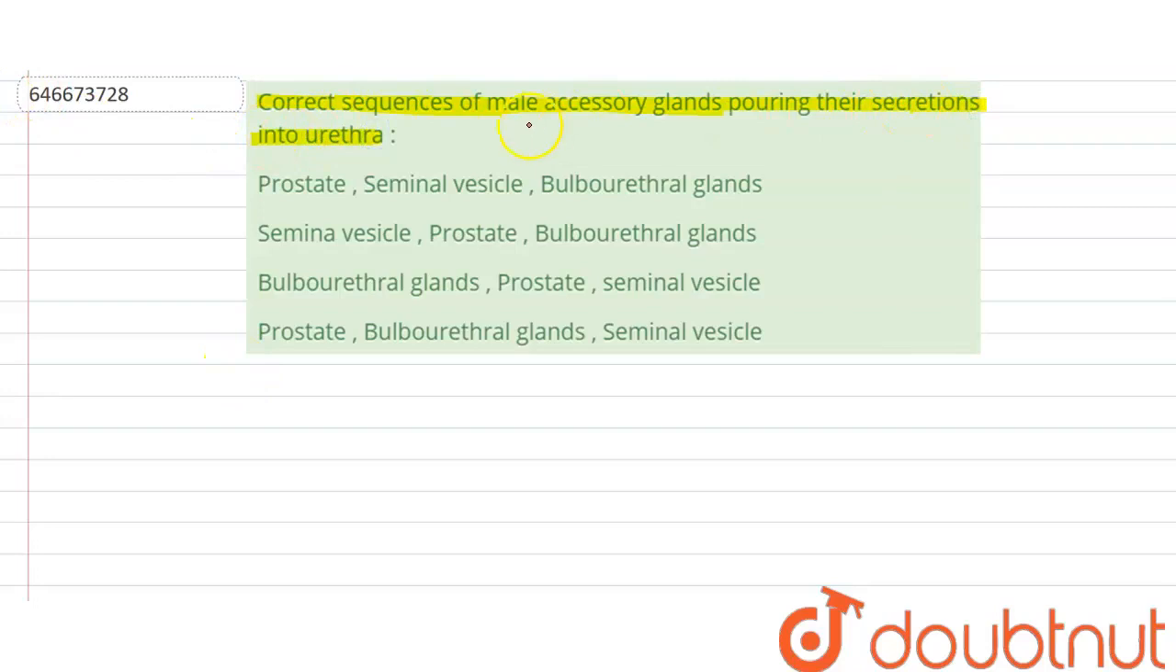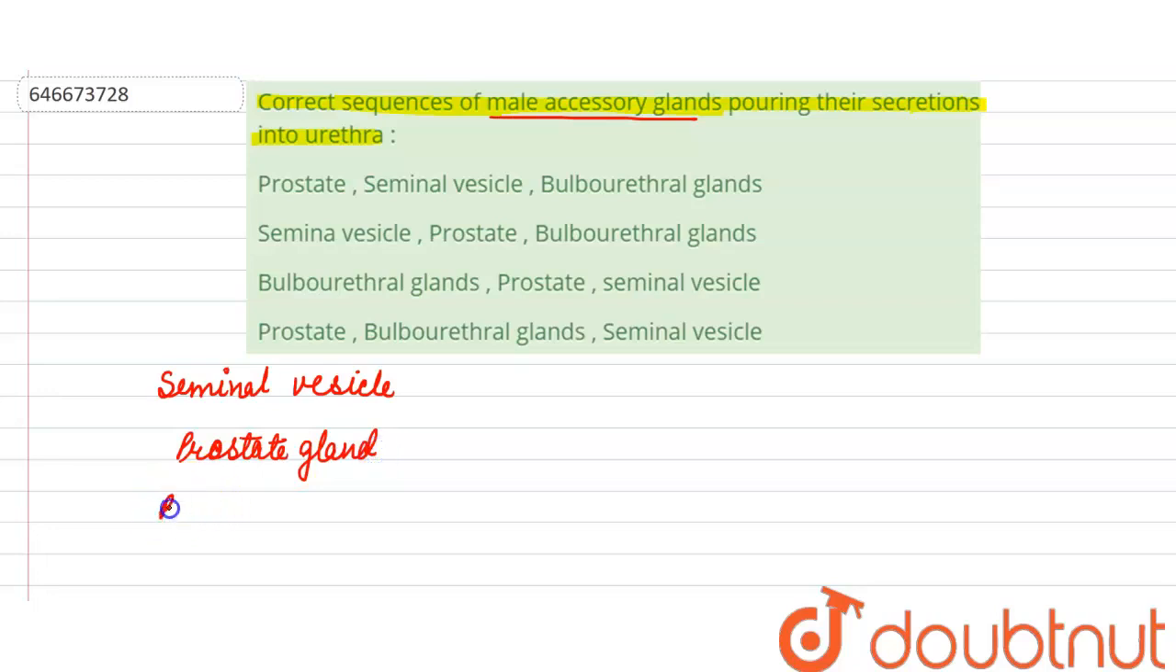So let's discuss. The 3 male accessory glands are seminal vesicle, prostate gland, and the third one is bulbourethral gland. Now, what happens that in human males, semen is produced, which is a combination of secretions from all these male accessory glands, and each fraction differs in chemical composition and function.